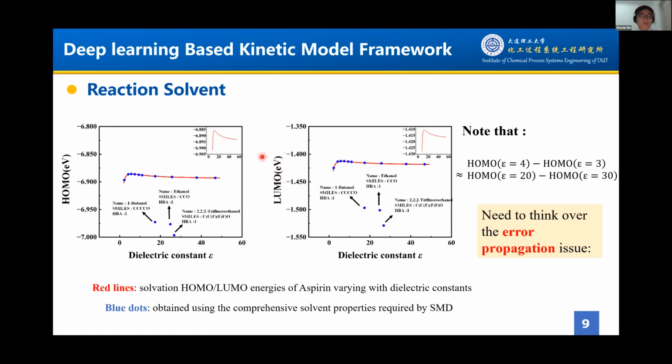There is also something we have to notice. That is, if we magnify the trend in the right corner, we will find that the error propagation is very big. That is to say, the error when the dielectric constant is below 6 is nearly equal to those calculated with a dielectric constant over 20. Thus, we have to do something to solve this kind of problem.